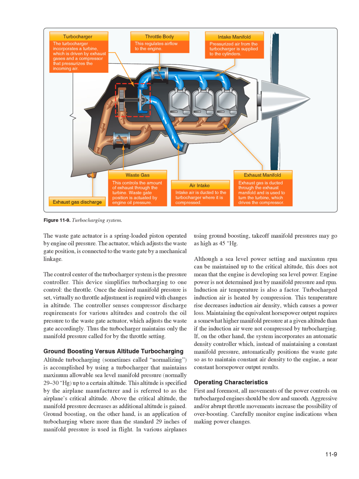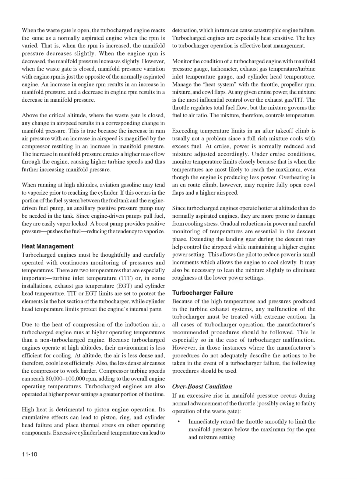Operating characteristics. First and foremost, all movements of the power controls on turbocharged engines should be slow and smooth. Aggressive and/or abrupt throttle movements increase the possibility of overboosting. Carefully monitor engine indications when making power changes. When the wastegate is open, the turbocharged engine reacts the same as a normally aspirated engine when the RPM is varied. That is, when the RPM is increased, the manifold pressure decreases slightly. When the engine RPM is decreased, the manifold pressure increases slightly.